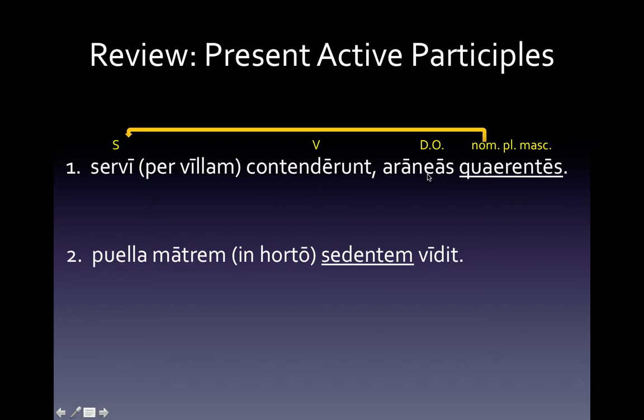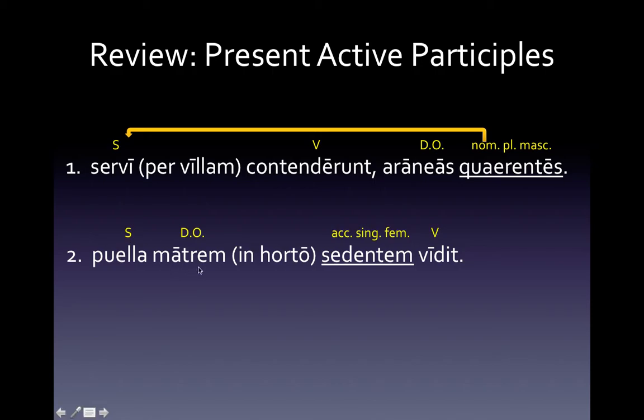All right, so puella matrem in horto sedentem vidit. Okay, in horto is in parentheses because it's a prep phrase. Sedentem is our participle. This -nt right here lets us know that it's a present participle, like this -nt up here. And the -em is a third declension adjective ending.